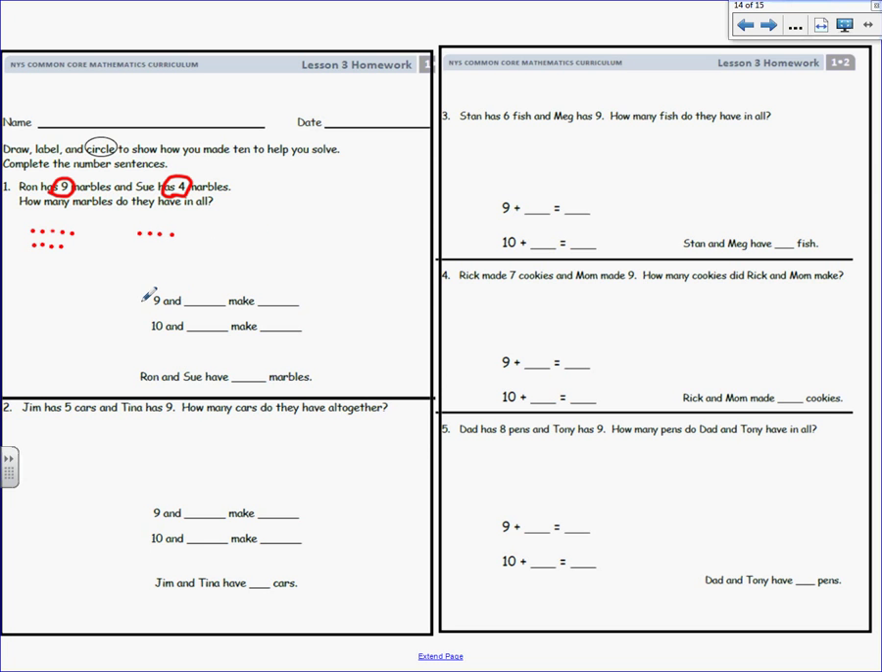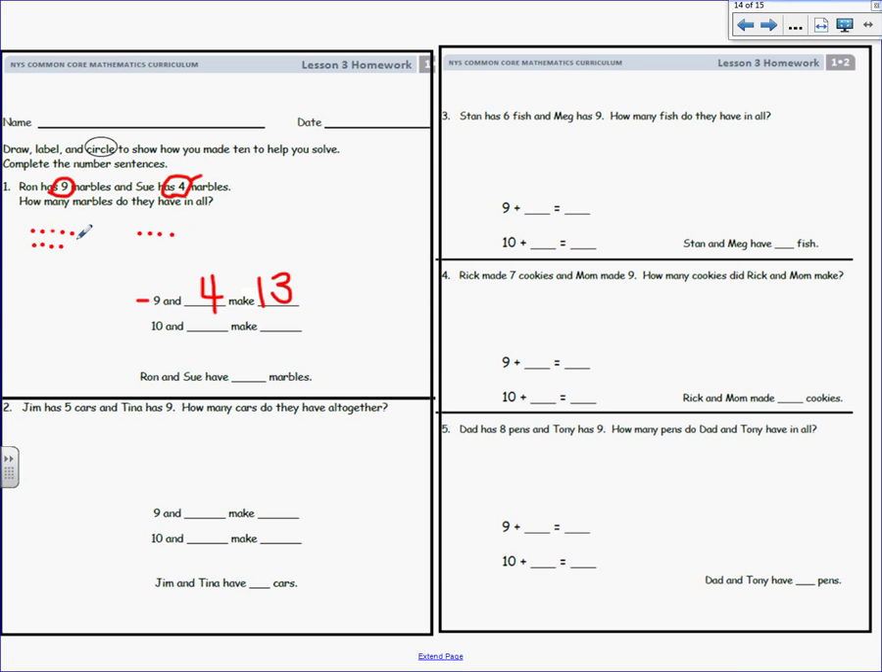So the first thing they want you to do, this first problem here, is just look at the story and write the numbers down. Make that math problem. So a 9 and the other number in the story is a 4. Make what? What's the total? So they can count their 9 dots plus their 4, which would give us 13.